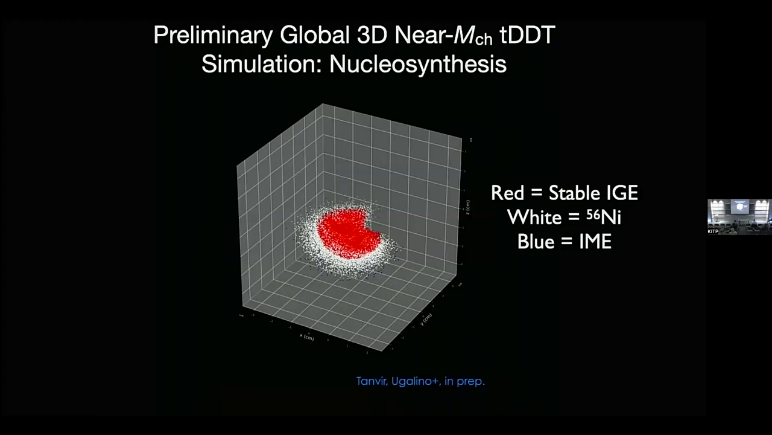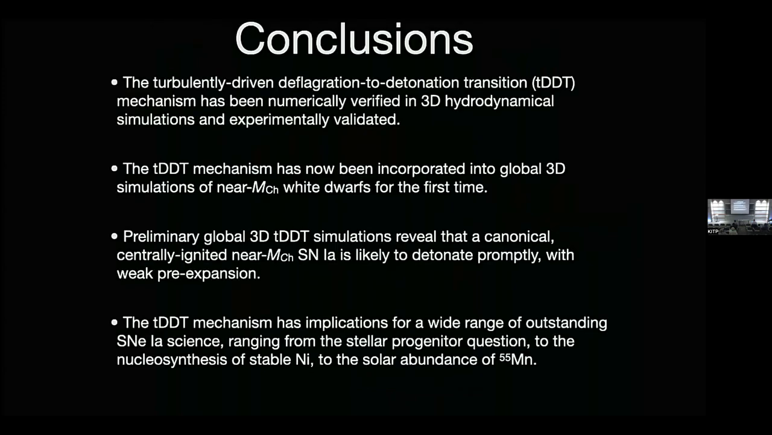We've also looked at preliminary global 3D nucleosynthesis yields. This involves a large set of Lagrangian tracer particles, and what is shown here are the stable iron group elements in the core of this white dwarf, the nickel-56, which is shown in white, and a very small amount of intermediate mass elements. We're developing synthetic light curves and spectra, but the upshot of this is that it's very unlikely to be a normal type Ia supernova. It's very likely to be a very bright, unusual event. So I'm going to put up the conclusion slide, and I'll take questions. Thank you very much.